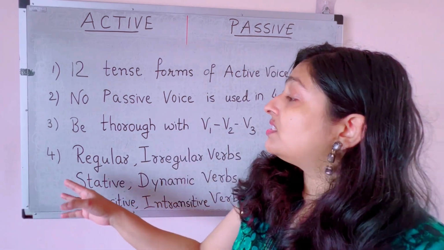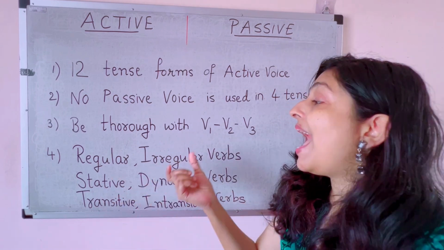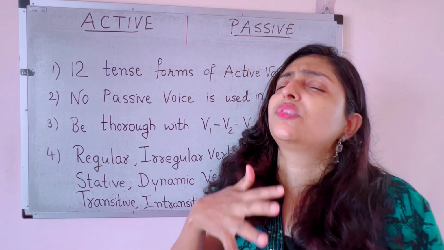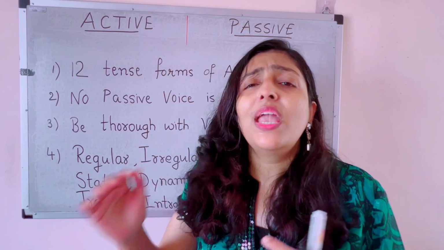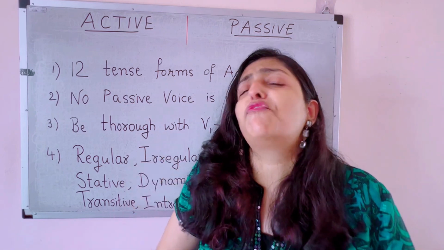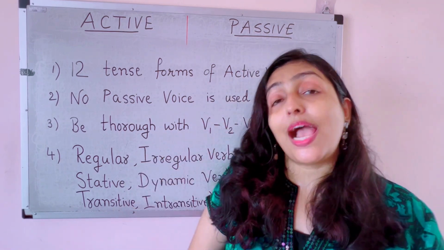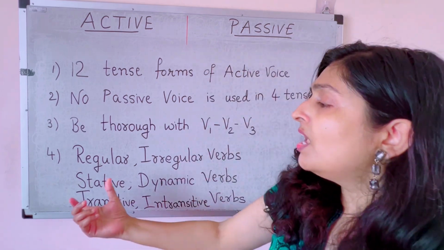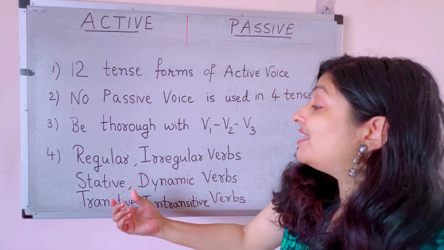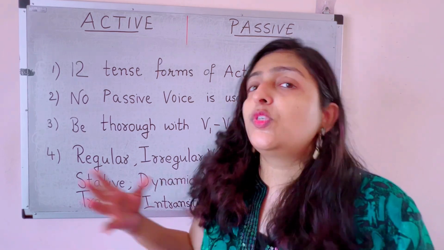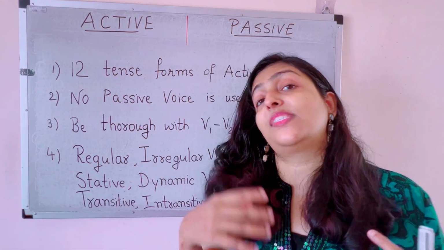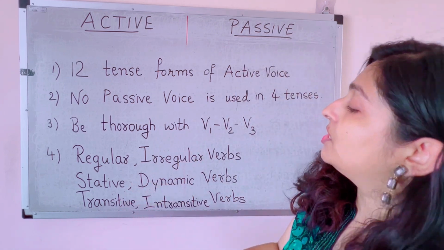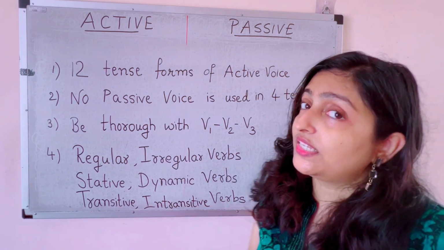The fourth point is you have to know regular and irregular verbs. You need to have a rigorous knowledge about what is a regular verb, what is an irregular verb. In case you don't know, you can refer to a video from my grammar playlist, which is titled Uses and Functions of Simple Past Tense. The next you have to know is stative verbs and dynamic verbs. This you will find in my video which is titled Uses and Functions of Present Continuous Tense. The next you are expected to know transitive and intransitive verbs.